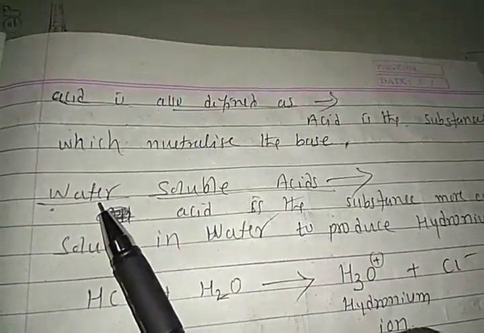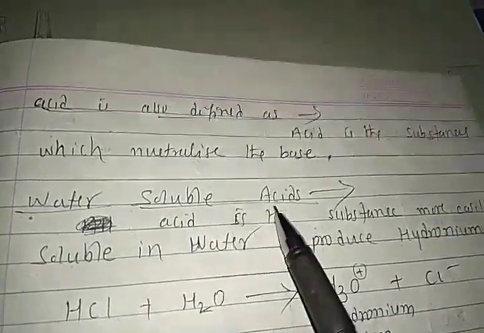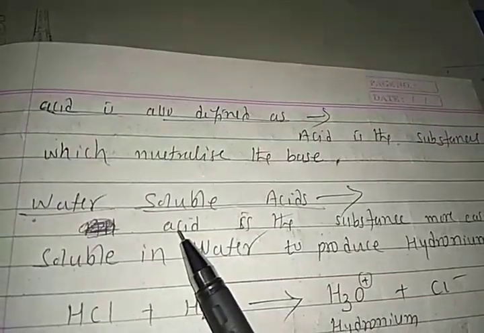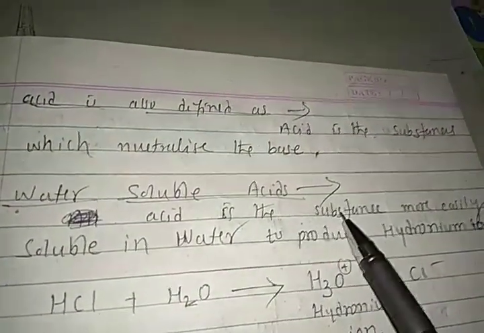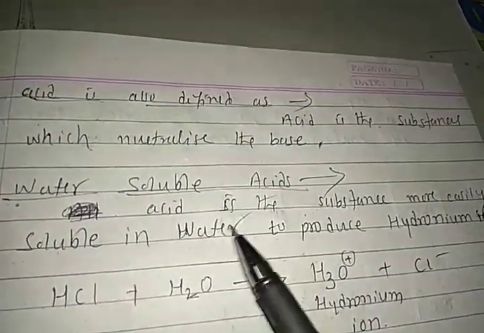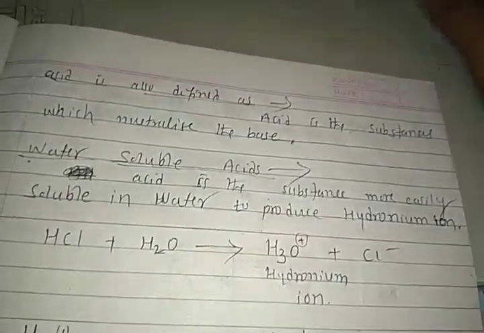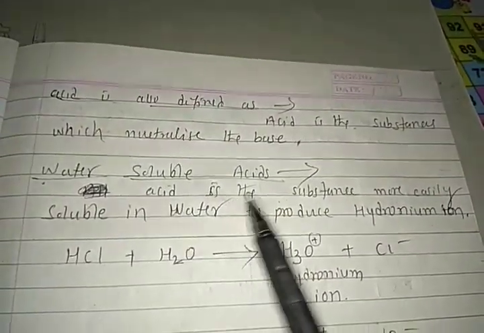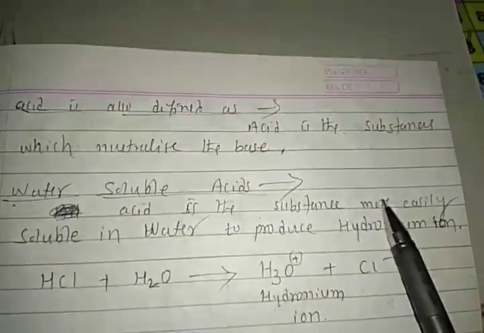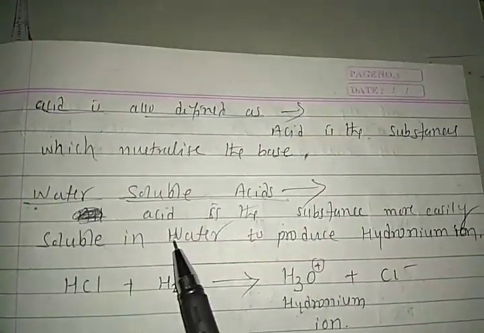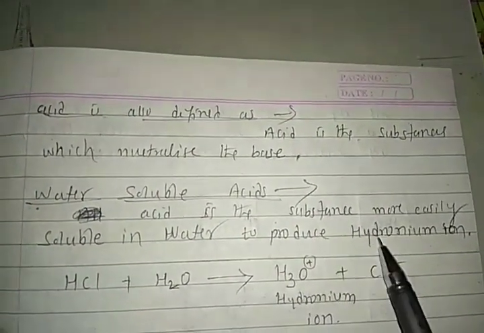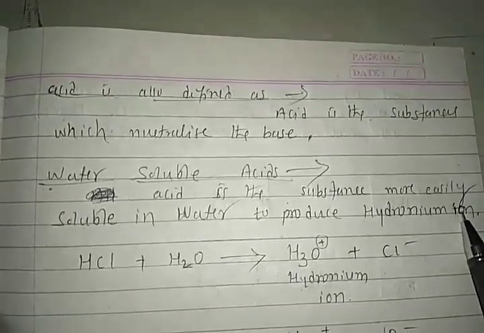This is one more property: water soluble acids. Next topic. Acid is the substance which is more easily soluble in water to produce hydronium ions. Right students, hydronium ions.